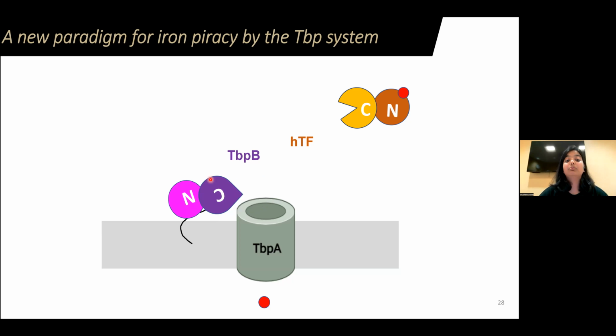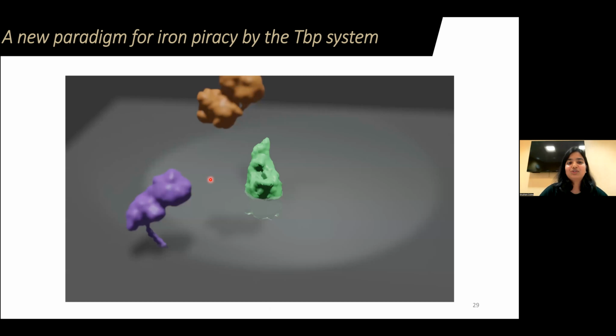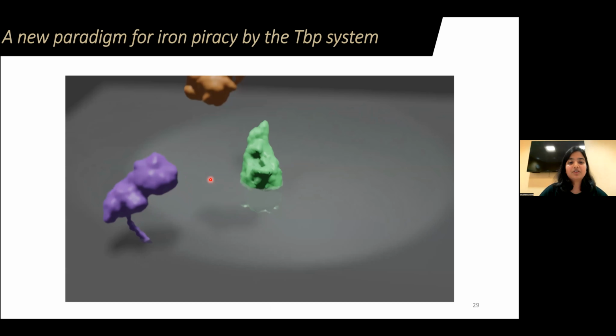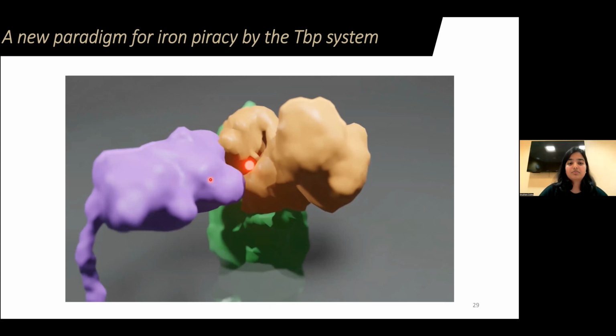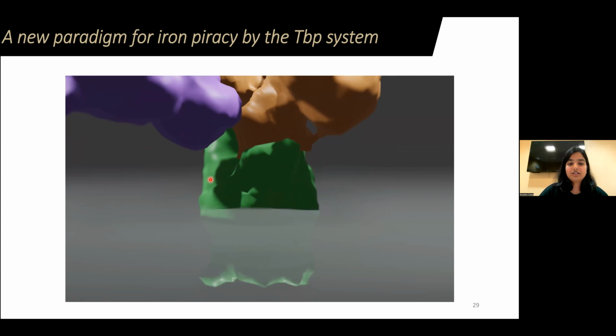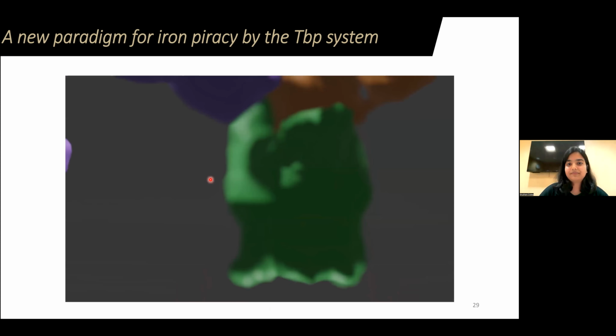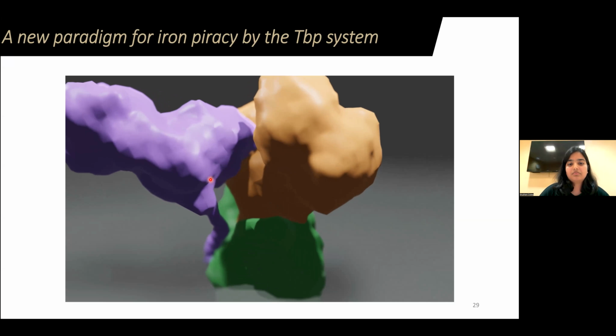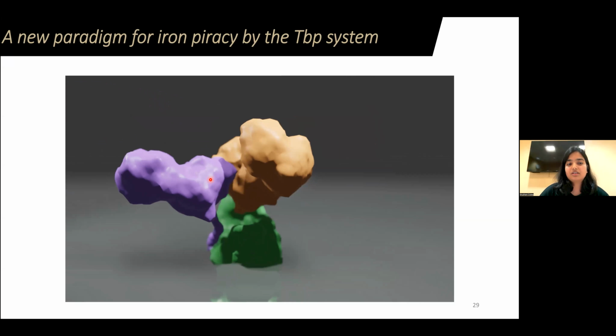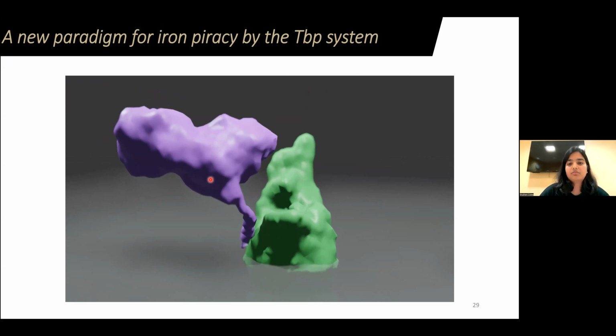I think there will be more add-ons as we progress through this whole project. But this is so far what we understand about this system. And just to show the same thing in a fancier way, I have developed a new hobby, Blender. I highly recommend you doing it. It kills a lot of GPU, and yeah, so iron extraction happens, TbpB flips around, and that probably leads to the dissociation of the transferrin, and then all the components dissociate and a new cycle can initiate.